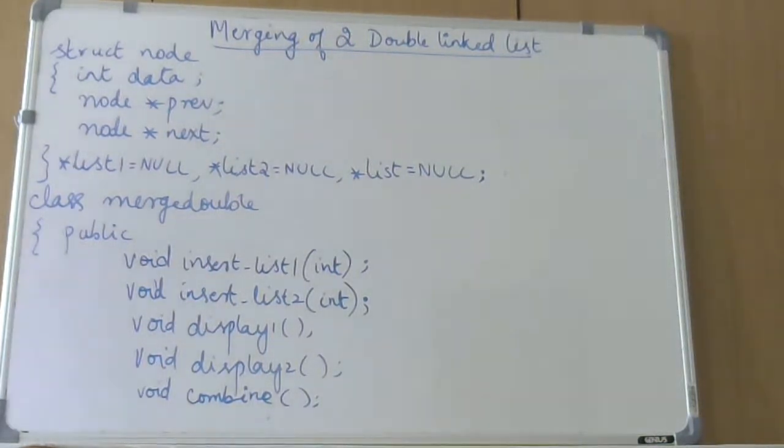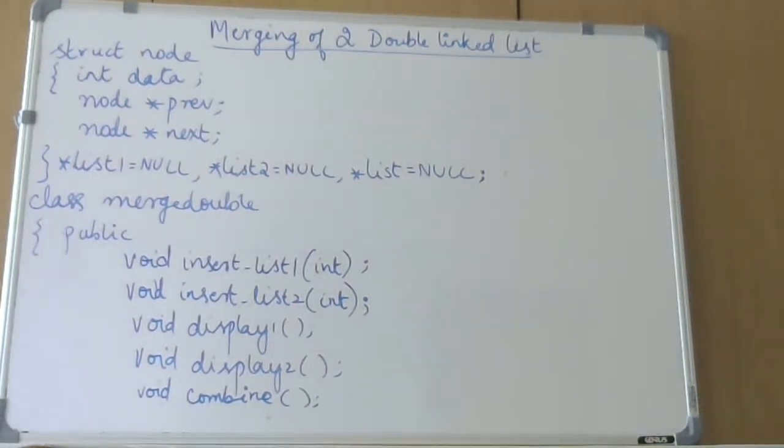In your lab cycle, there are two programs on double linked list. One is to implement stack and queue. I have told in the previous video how to do that. One more on double linked list is this one, which is merging of two double linked lists.